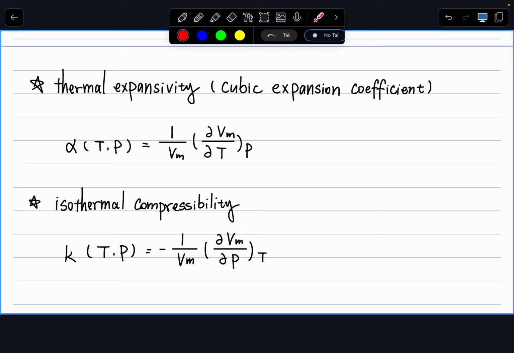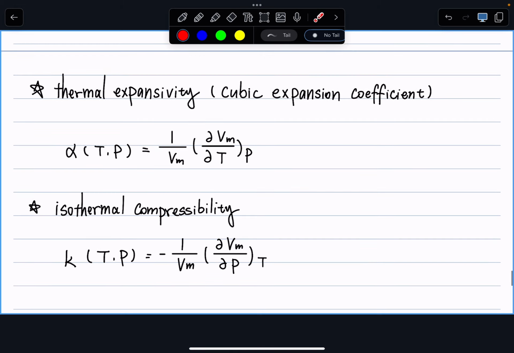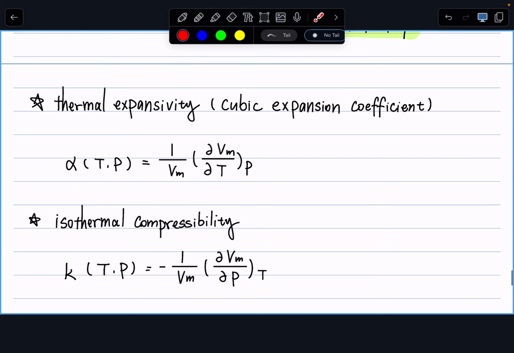So one of the questions we like to ask ourselves is, what is the dimensionality of these coefficients? We can easily derive their dimensionality, meaning the unit of these coefficients, by thinking about the ideal gas law. For example, we know that PVm, molar volume, equals RT for an ideal gas. So it should be very straightforward to derive the thermal expansivity and isothermal compressibility for an ideal gas. Right, so in this case, if we're focusing on Vm, then write the volumetric ideal gas equation of state.